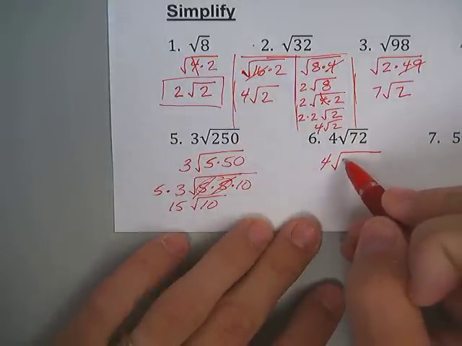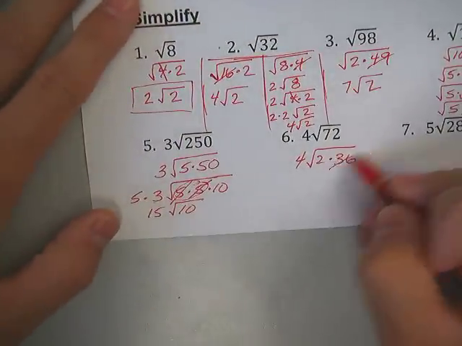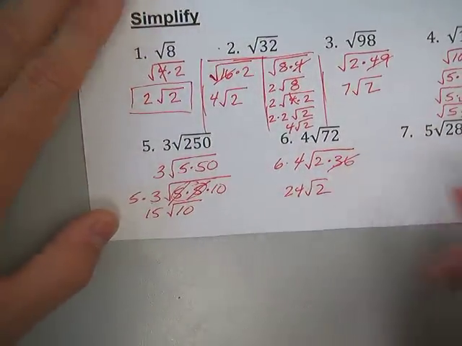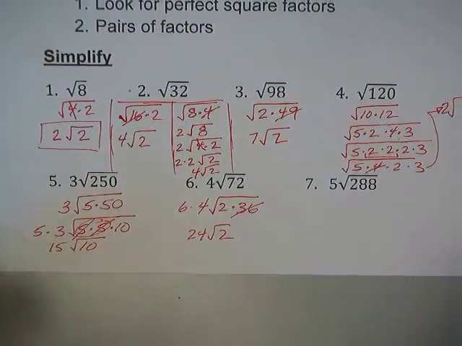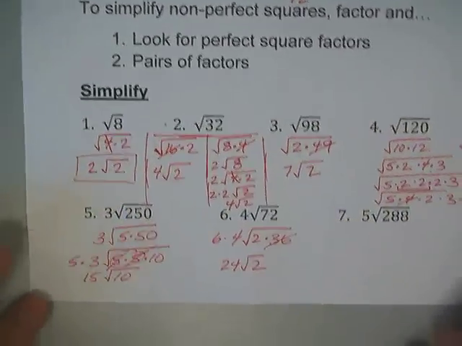Okay, we're going to do just one more. We're going to skip number 7, so we're going to do one more. 4 root 72. So 72 is, pardon me, it's an even number, so I would probably do 2 times 36. And 36, hopefully, is one of these from way up here. Square root of 36 is 6. Bring that on the outside. Remember, you multiply.